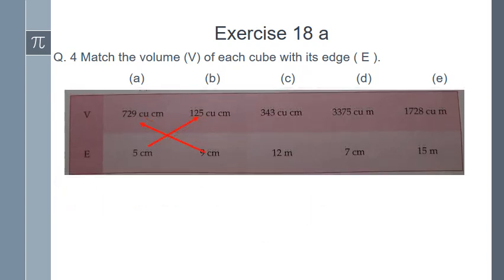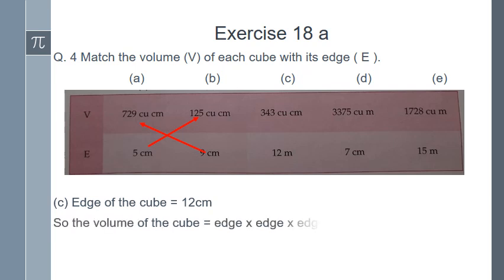Now children, let's come to the C part. In the C part, the edge is given equal to 12 centimeter. So when the edge of the cube is equal to 12 centimeter, the volume is equal to edge multiplied by edge multiplied by edge, which is equal to 12 centimeter multiplied by 12 centimeter multiplied by 12 centimeter, which in turn is equal to 1728 cubic centimeter. So now we will match the 12 centimeter edge with the volume 1728 cubic centimeter, which is written in the volume row under E part.